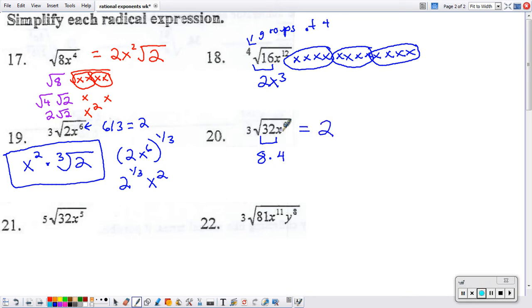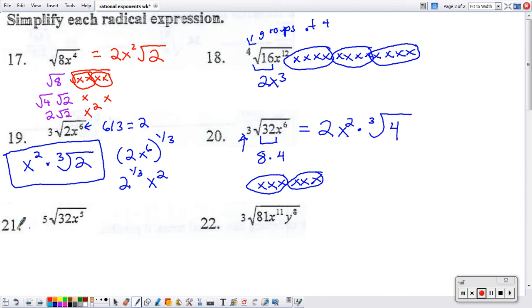So that works. Now I have x to the 6th again, and just like the last one, 6 divided by 3 leaves me x squared, because I have 2 groups. I'll do it one more time. 1, 2, 3, 4, 5, 6. 1 group, 2 groups. Because I'm looking for groups of 3. Alright. And I have this 4 left over, so it's going to be 2x squared times the 3rd root of 4.